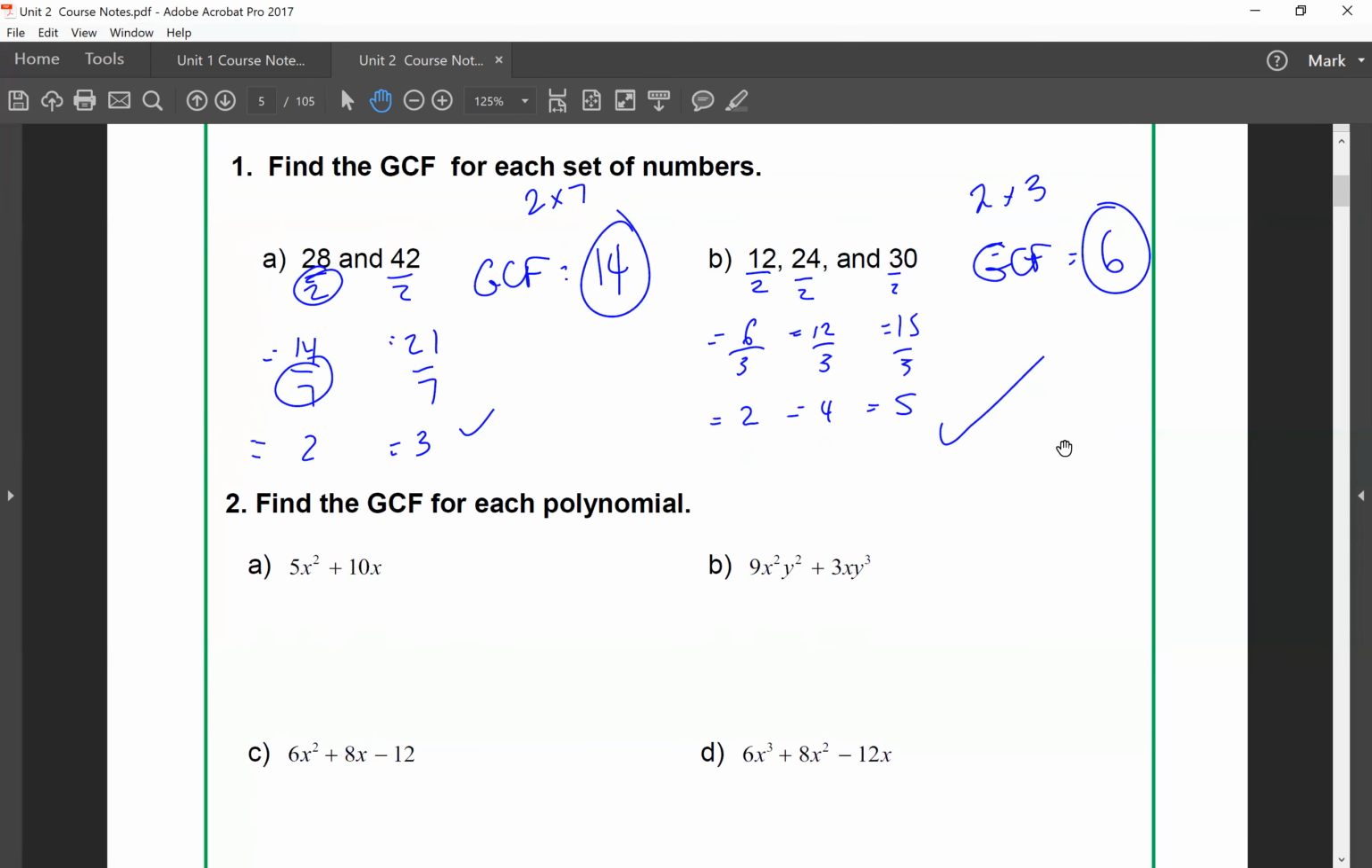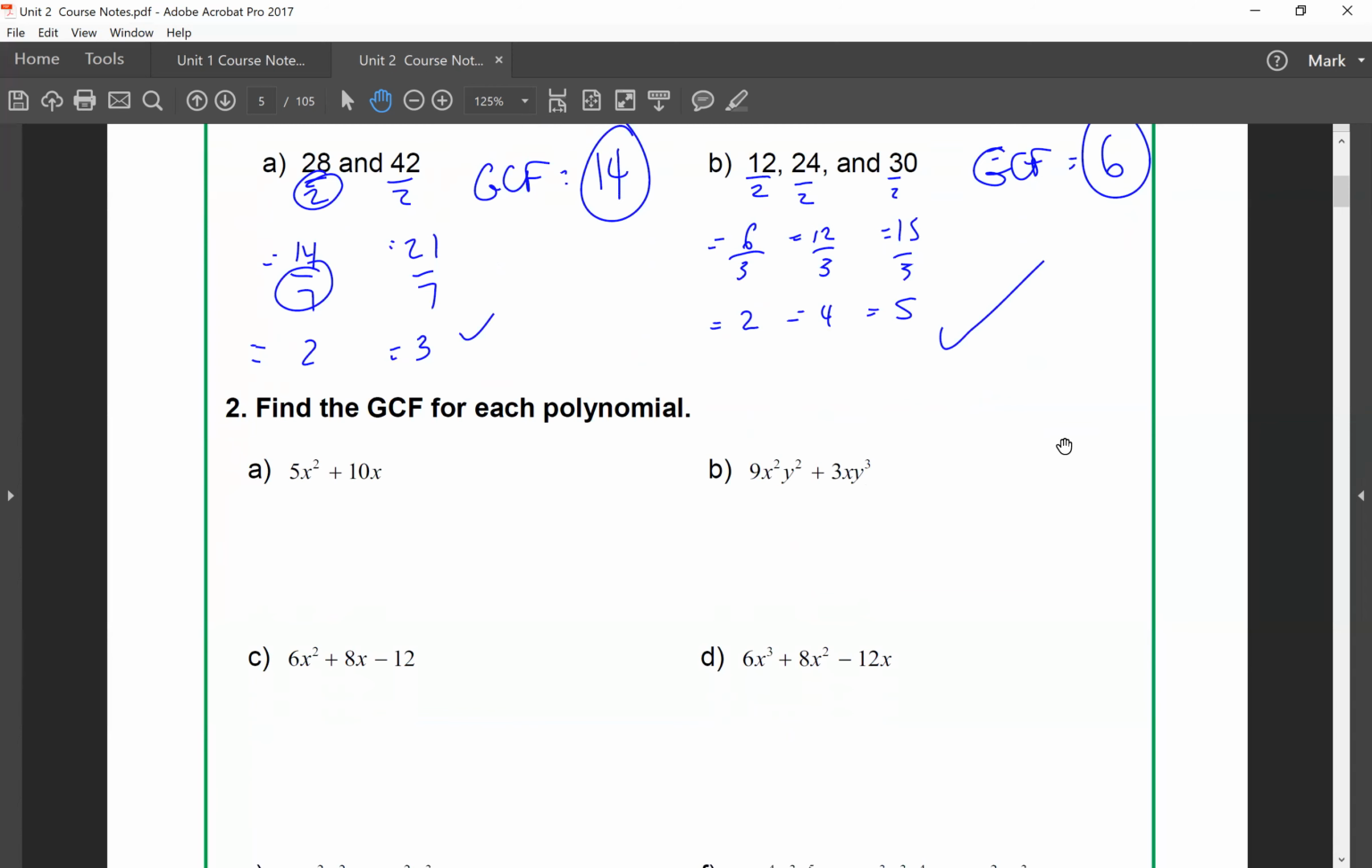Now, let's get to my favorite ones. Okay, so I asked you guys to do B and D, and I said I would do A and C. So let's have a look at A and C here. A, 5x squared and 10x. I can definitely remove a 5 from both of those numbers. And guys, when I say remove, I mean divide. So I can divide each of these numbers by 5.